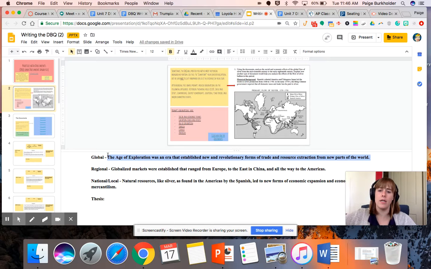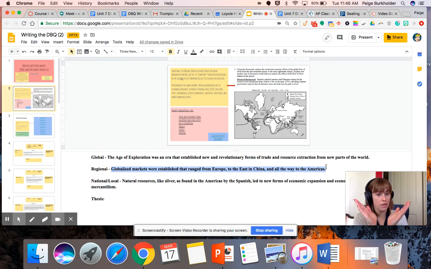Okay, then we get a little bit more specific, that upside down triangle, right? Then we get to this middle part of the upside down triangle. Globalized markets were established that range from Europe to the East and China and all the way to the Americas. Okay, so now we know that these globalized markets didn't just function in one region of the world. They expanded multiple regions. Okay, great.